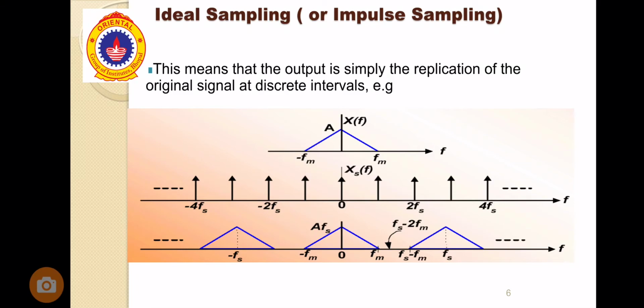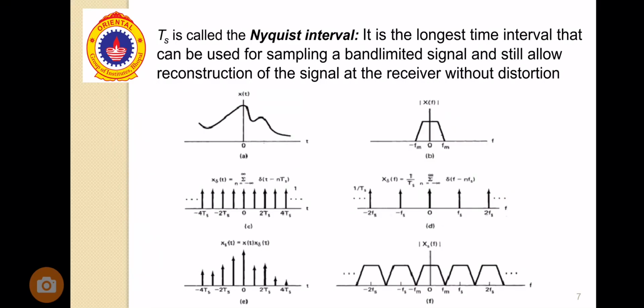In ideal sampling, the message signal is X(f) and the carrier is the train of impulses Xs(f). जो आपका message signal है वो shift हो रहा है आपके impulses पर. ठीक है, it is clear from the diagram that fs is greater than twice fm. Ts is called the Nyquist interval. It is the longest time interval that can be used for sampling a band limited signal and still allow the reconstruction of the signal at the receiver without distortion.